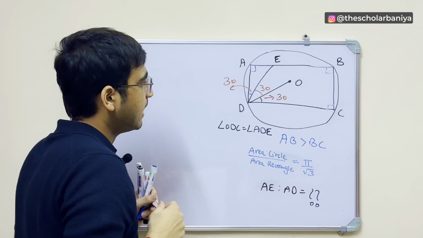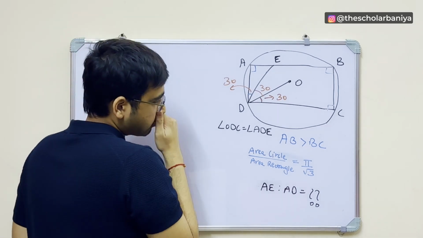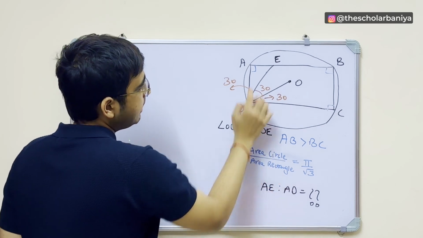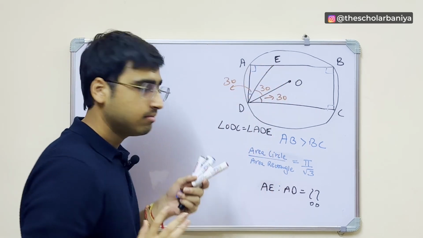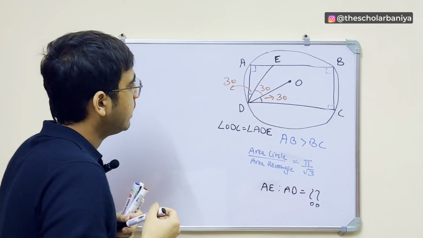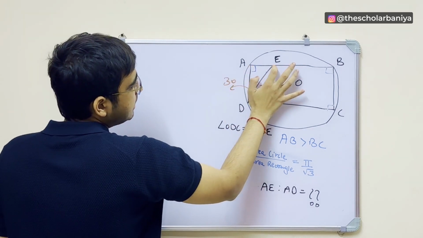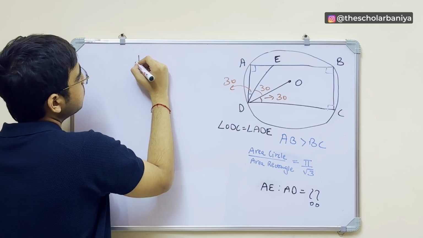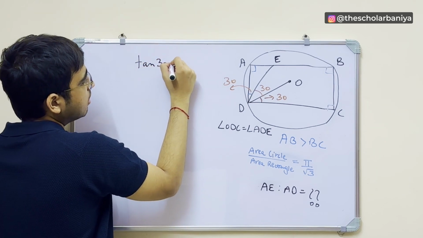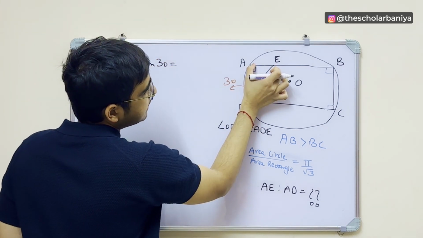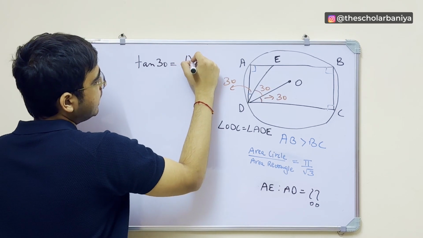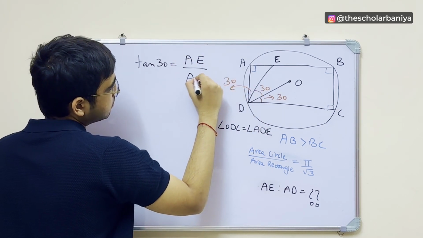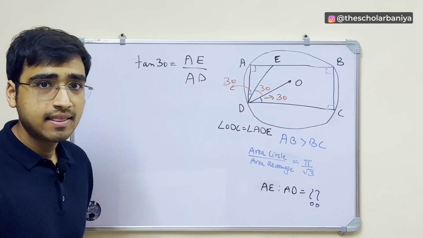Now tell me one thing, guys. This angle is 30, right? And we have to find out AE upon AD, right? So if you see the triangle EAD, if you see this triangle, what is tan 30? Tan 30 will be what? This side upon this side, right? So AE upon AD. This is tan 30, right?